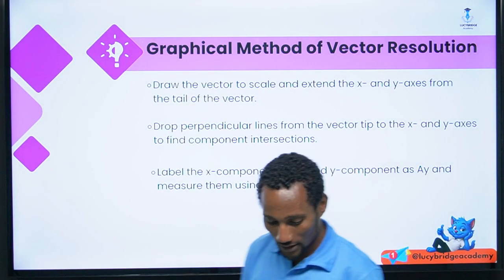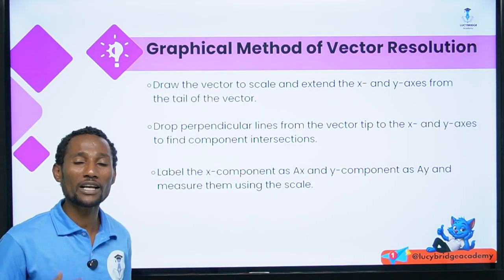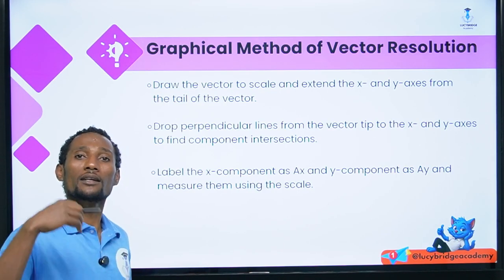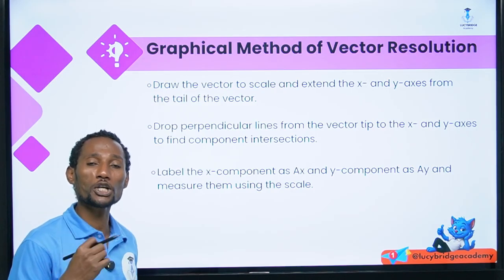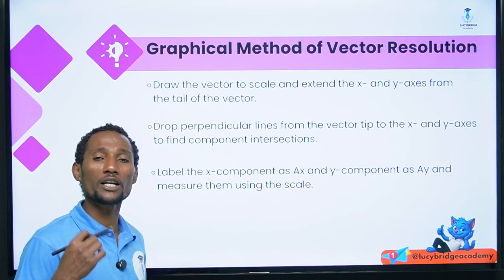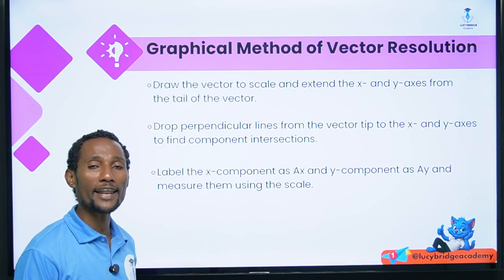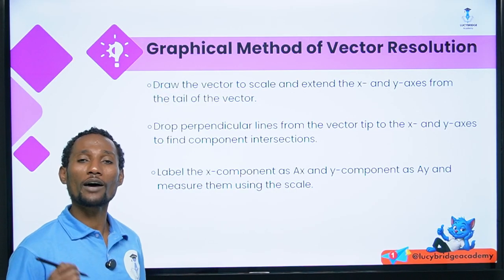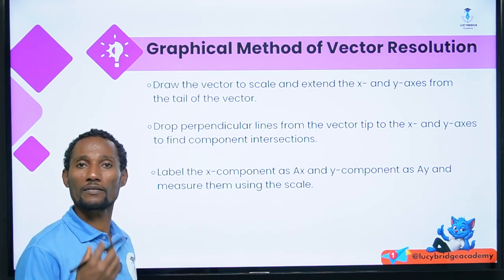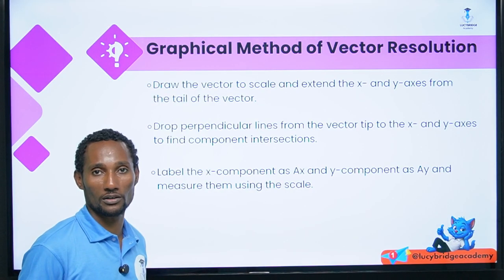So in such a case, in the graphical method of vector resolution, we draw a vector scale, scaling the magnitude and direction of the vector. Basically the magnitude of different vectors, like force, velocity, acceleration, and any other, we have to scale. The direction depends on the dimension, either 1 dimension, 2 dimension, or 3 dimension.